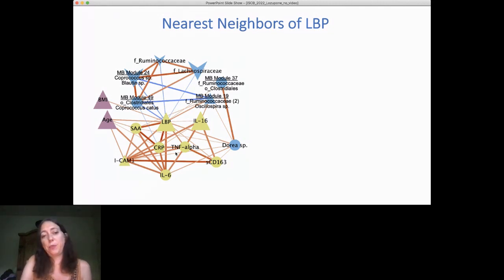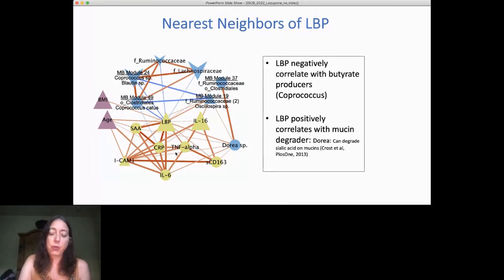And so our next step was to dig into the literature to try to understand or develop hypotheses about why this may be. Two hypotheses we developed: we found it interesting that LBP negatively correlated with certain butyrate producers, such as those in the Coprococcus genus, because butyrate is not only anti-inflammatory, but it also has been shown in previous studies to support intestinal barrier function.